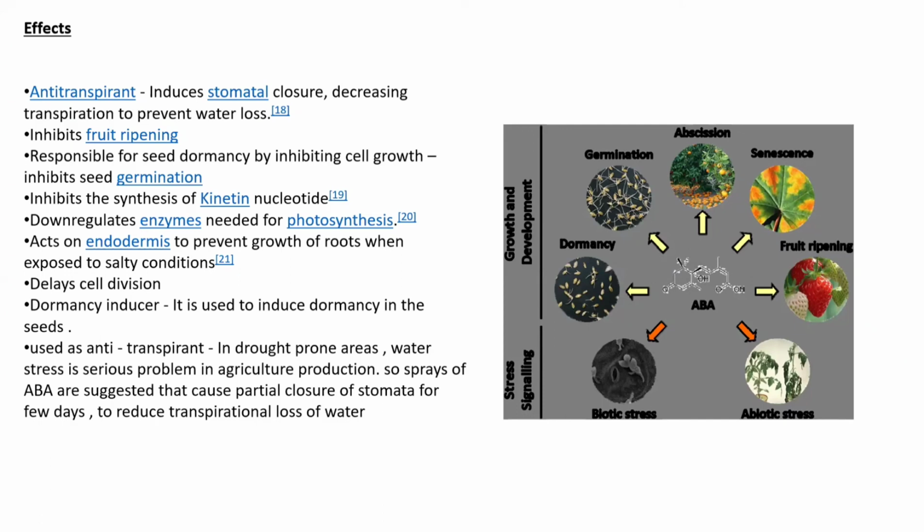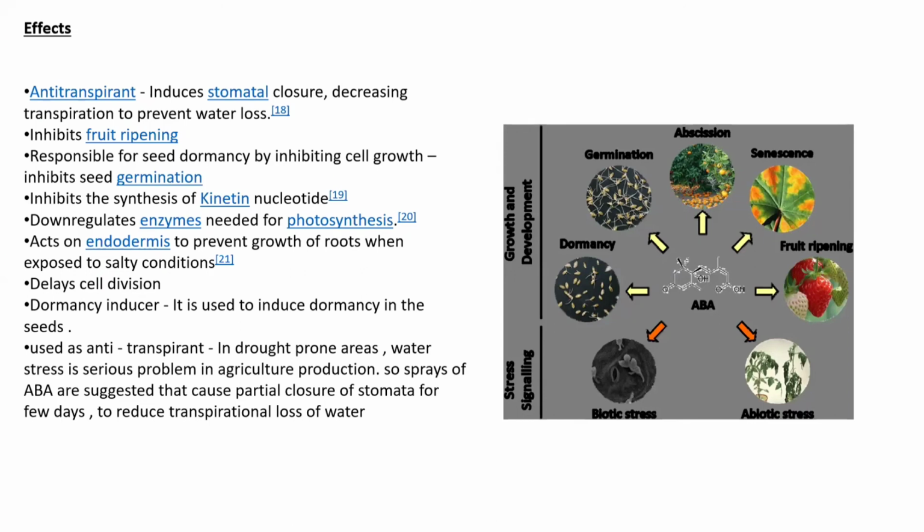Water stress is a serious problem in agricultural production. So sprays of abscisic acid are suggested, which give partial closure of stomata for a few days. It reduces transpirational loss of water. Here is an important point: the developmental and physiological effects of abscisic acid play primary regulatory roles in the initiation and maintenance of seed and bud dormancy, and in plant response to stress.